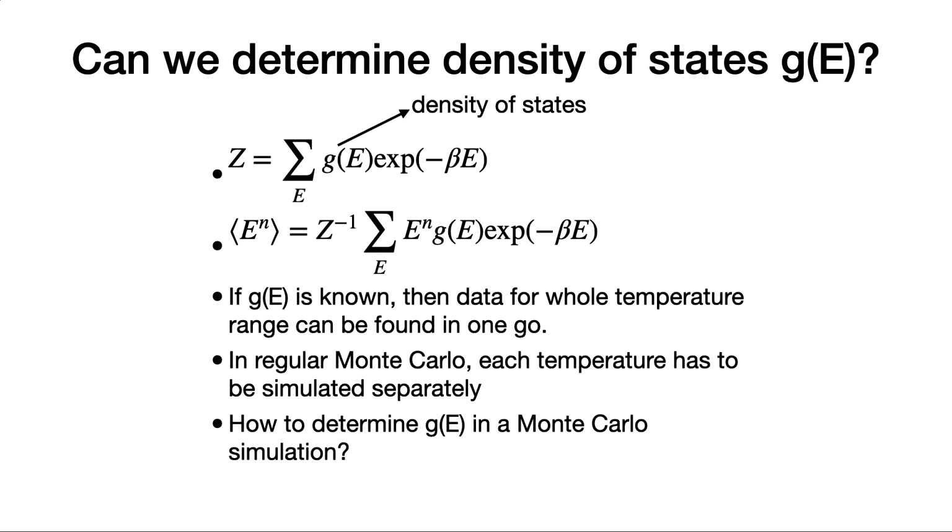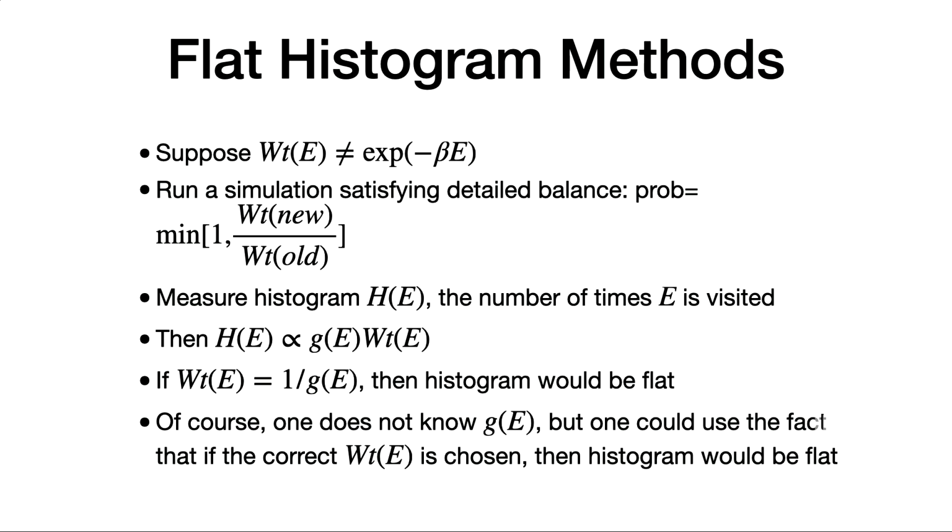So the question you can now ask is, can I determine this density of states in a Monte Carlo simulation? If I can do that, I may have to do 100 fewer simulations. Is this clear? So now what I will discuss is some algorithms people have put forward to determine this density of states. Those we earlier called Metropolis; now we will call them flat histogram methods.